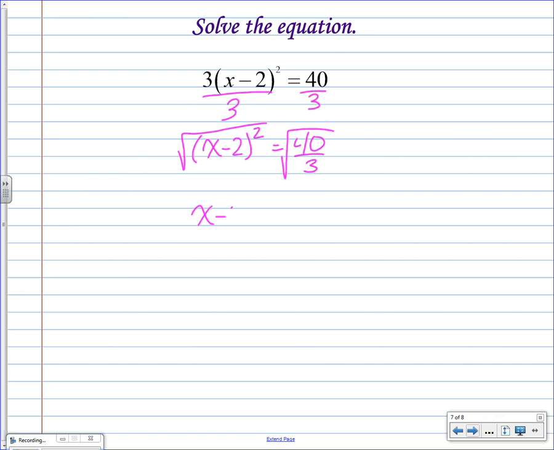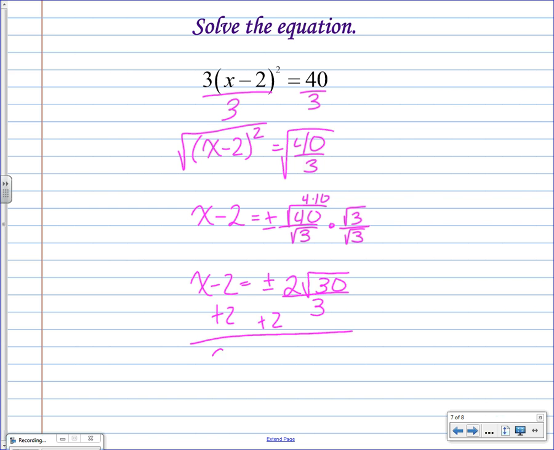I get x minus 2 equals plus or minus the square root of 40 over the square root of 3. Now you know we can't keep a square root in the denominator, so I'm going to multiply by the square root of 3 over the square root of 3. And 40 is 4 times 10. Okay, so I have x minus 2 equals plus or minus, square root of 4 is 2, square root of 10 times 3 is 30, all over 3. Add 2 to both sides, and I get x equals 2 plus or minus 2 square root of 30 over 3.